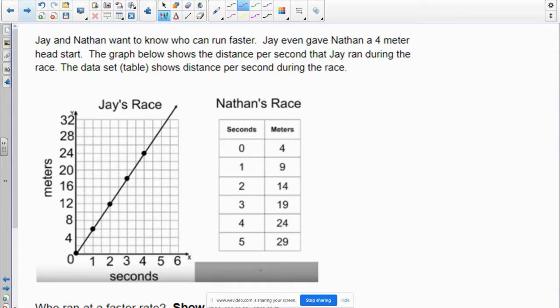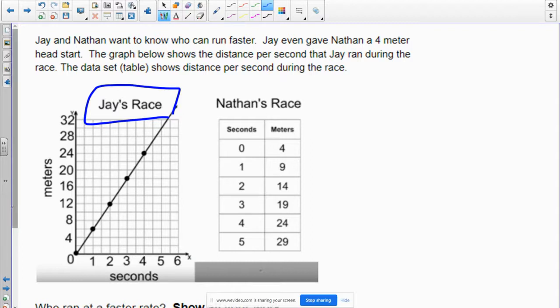So our first example says Jay and Nathan want to know who can run faster. Jay even gave Nathan a 4-meter head start. The graph shows the relationship, or the distance per second, that Jay ran during the race, and the data set, known as the table, shows the distance per second during the race. So we'll start with Jay's here. Jay's is a graph, and so our goal here is to compare them.